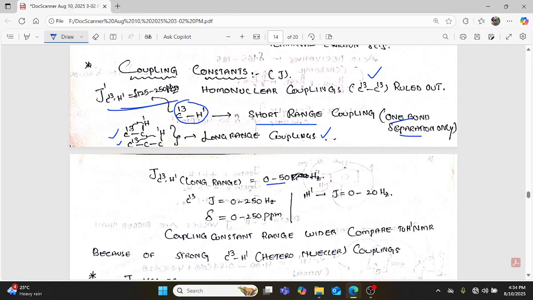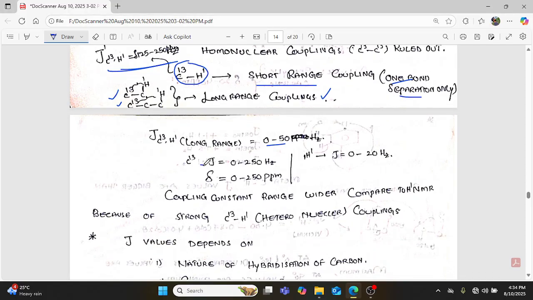Long range means what happens? Strength will be decreased, or not. That's why automatically the J value will be decreased. The chemical shift values and J values are like this: 0 to 250 Hz and 0 to 250 ppm in case of C13 NMR spectra. Okay.